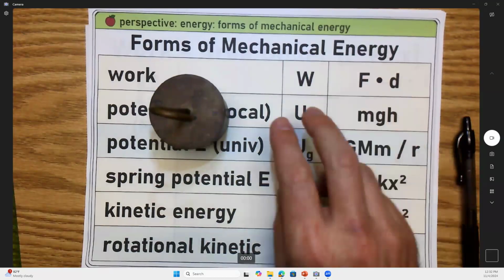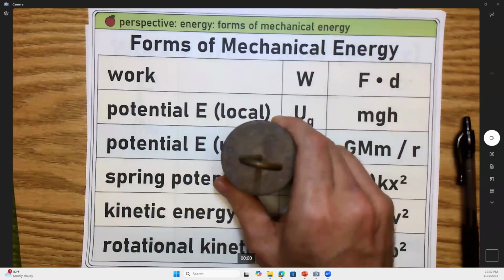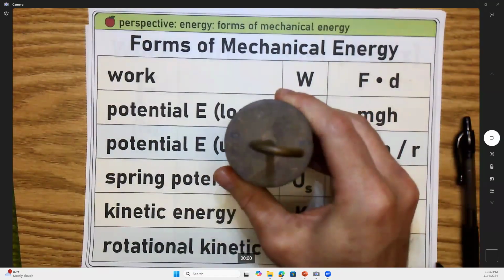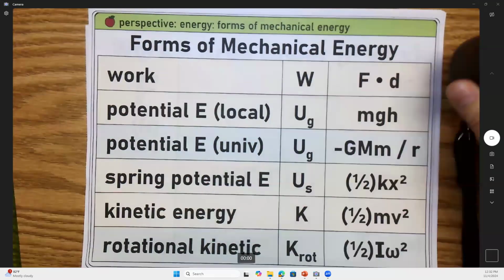So let's say that for later, right? But let's go back to this weight here. I lift it, takes 10 newtons to lift it, and I lift it 1 meter, so that's 10 joules it took to lift it, right?